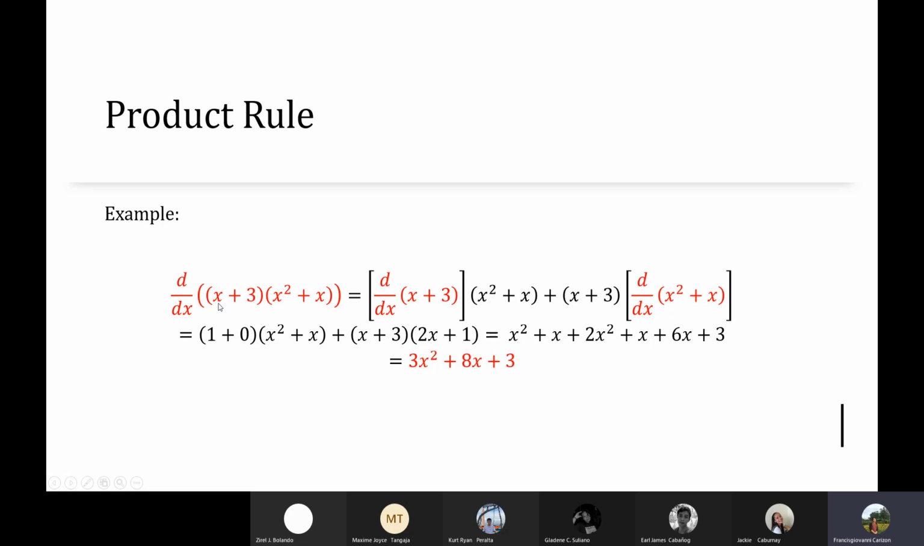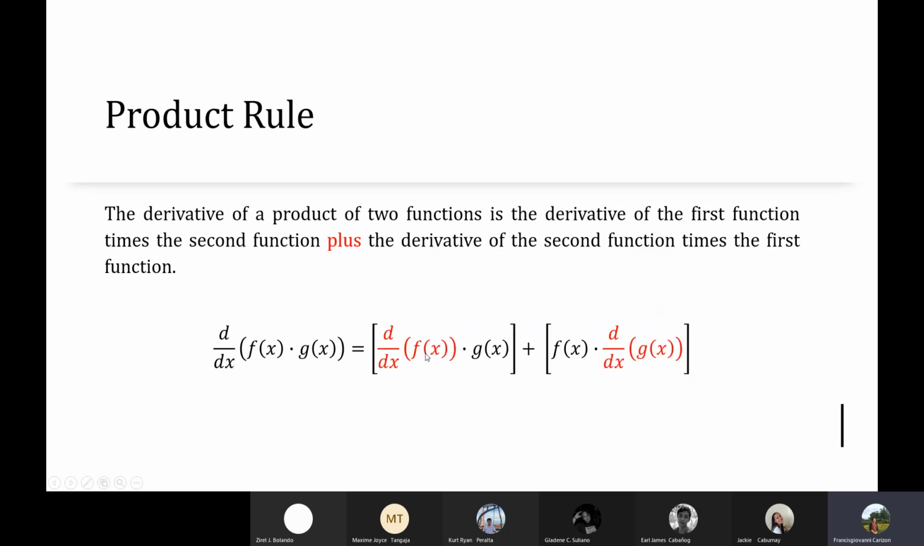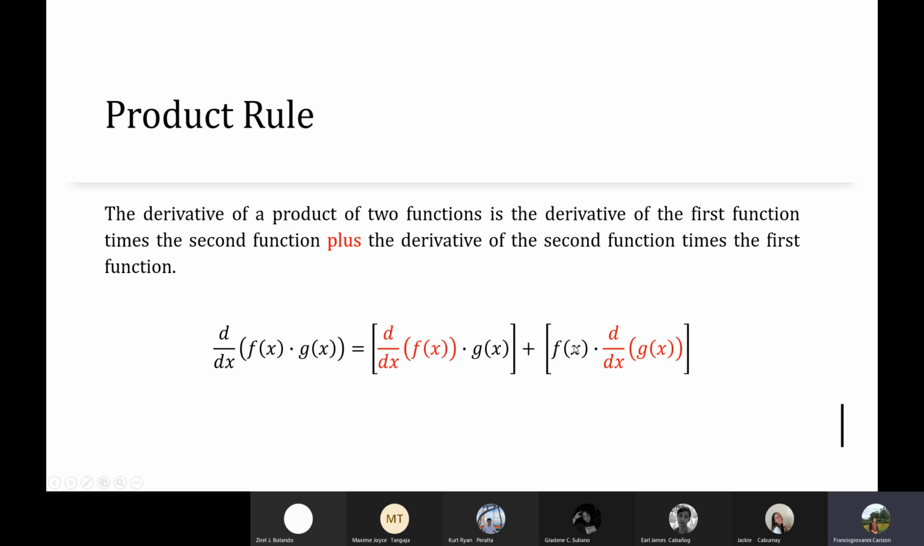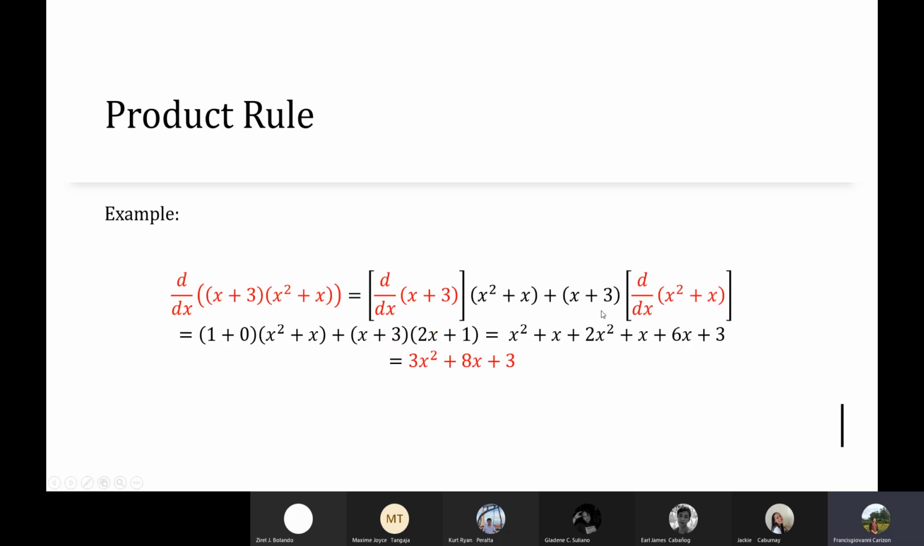So for example, the derivative of quantity x plus 3 times the quantity x squared plus x. So ang imong f of x diri kay x plus 3, ang imong g of x kay x squared plus x. So sa description sa product rule, first ato i-differentiate ang f of x, ang first function, which is x plus 3, mao na derivative niya diri multiplied by the original function g of x, mao nang gi-copy ra niya ang x squared plus x. Plus copy diri ang f of x kay murag mag-switch man sila position. Copy ra nimo ang f of x, ang imo na siyang i-differentiate ang ikaduha na function niya x squared plus x. So algebra ra ni siya nga imo na siyang i-simplify.